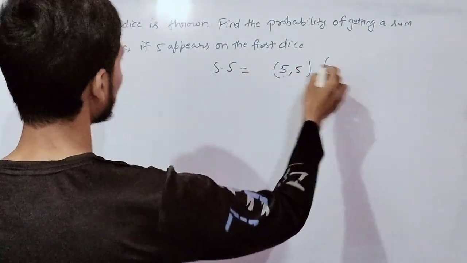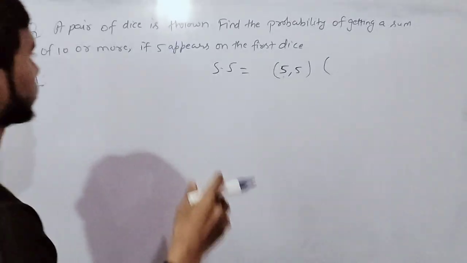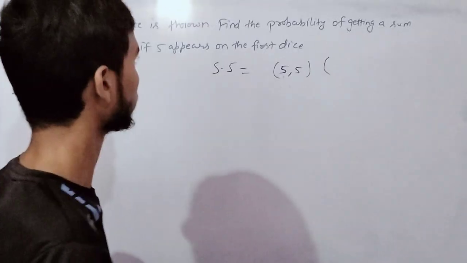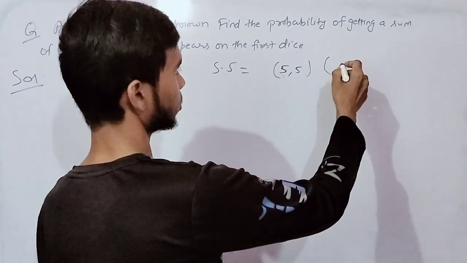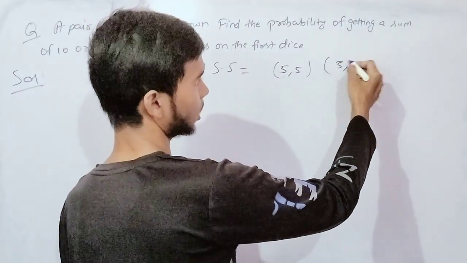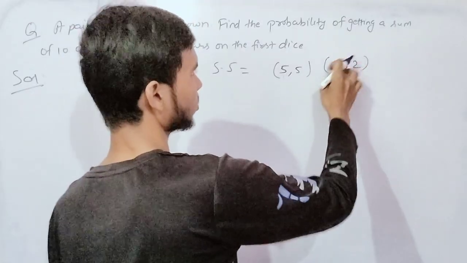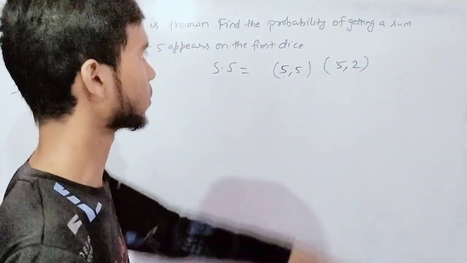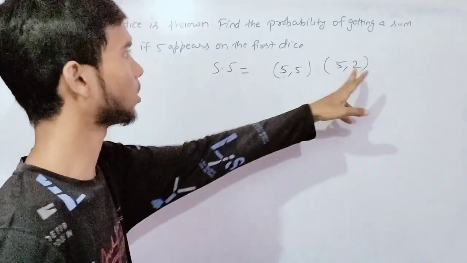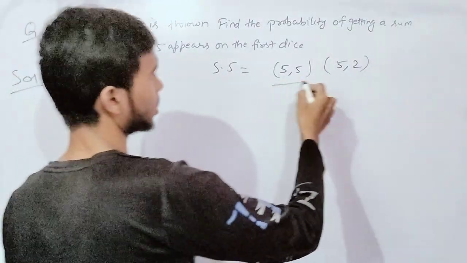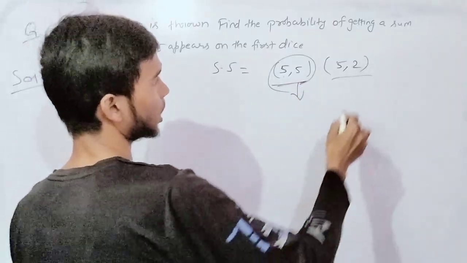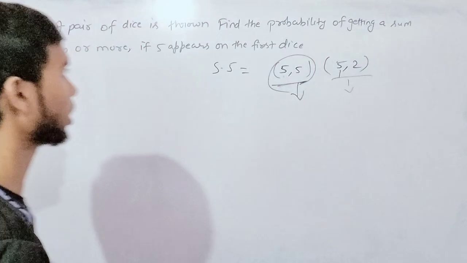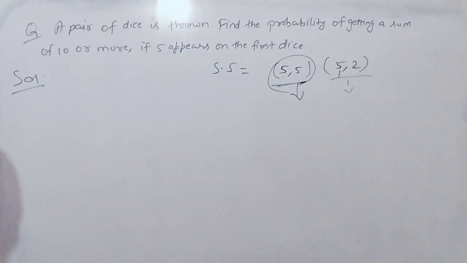And next, if 5 appears, more you can take. If 5 appears on the first dice, okay, on the first dice, you can take 5, 2, that is (5, 2). This 5 is for one dice, this 2 is of another dice. So there are 2 outcomes. This is getting a sum of 10 or more, and 5 is appearing on the first dice.